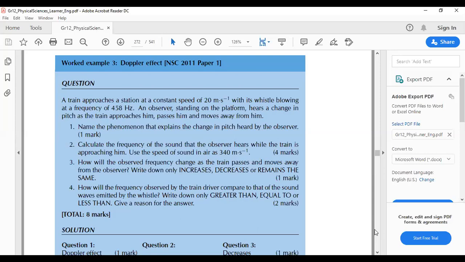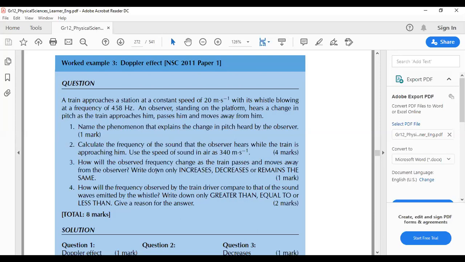An observer standing on the platform hears a change in pitch as the train approaches him, passes him, and moves away from him. So this one is an exam question from 2011, right? So number one, they ask, name the phenomenon that explains the change in pitch heard by the observer. Number two, calculate the frequency of the sound that the observer hears while the train approaches him. Use the speed of sound in air as 340 meters per second.